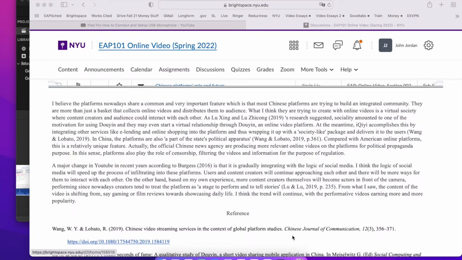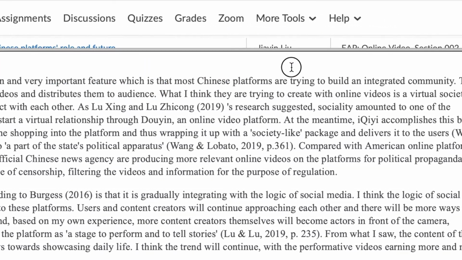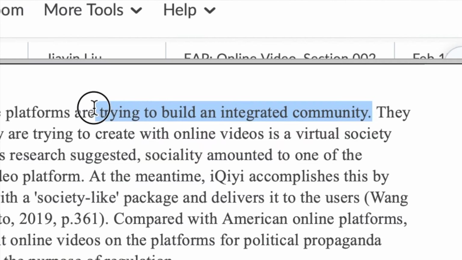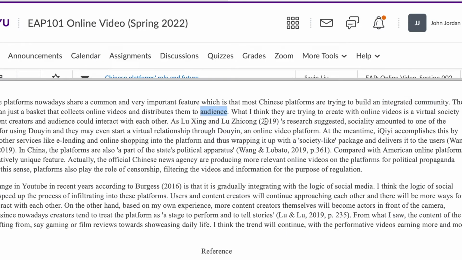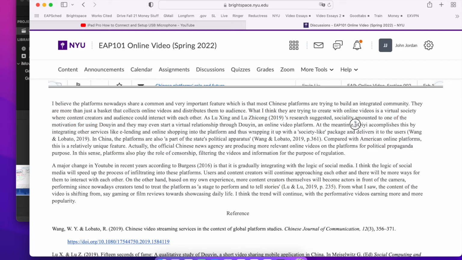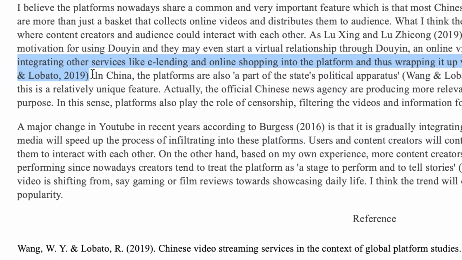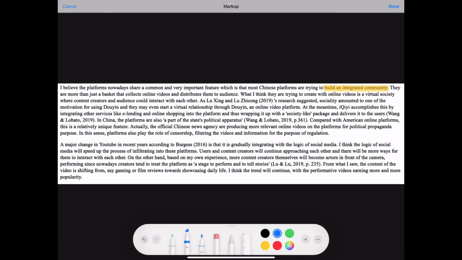your responses. Here, looking at this, we can see we start with a clear message, right? I believe most Chinese platforms are trying to build an integrated community, right? So we have kind of a central message here. The platforms are doing this, right? And they explain that a little bit, and then they go to the sources here. Sociality is one of the motivations for using Douyin. And then they talk about what it does, and again, we mention the source here, and then same with this. So we had one idea to build an integrated community, and then we connect that to different sources.